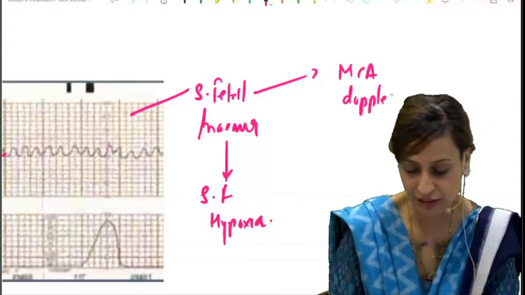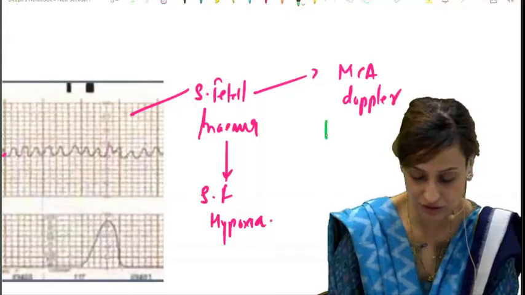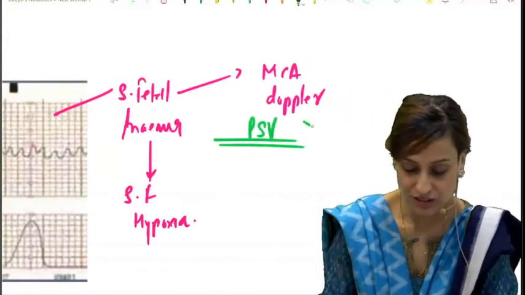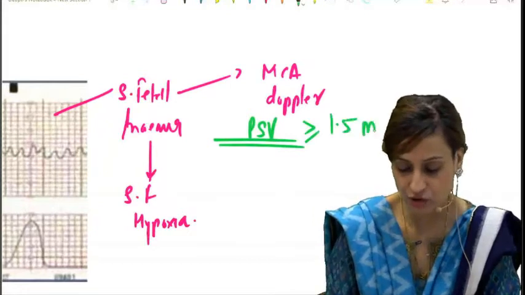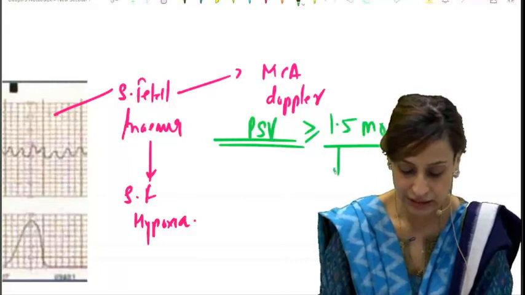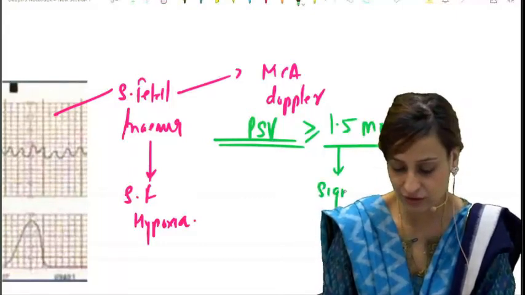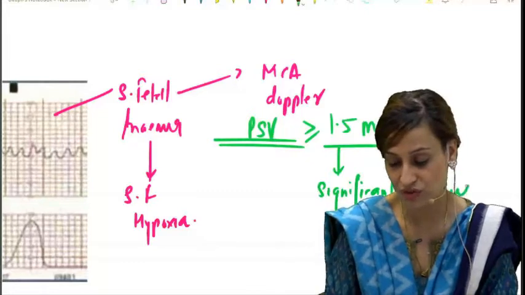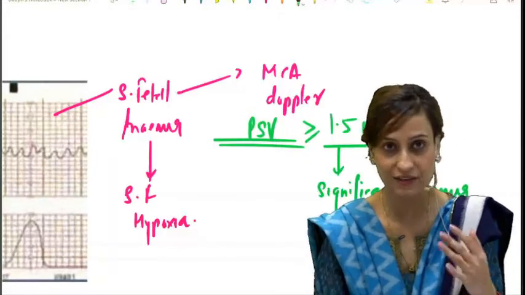And to document whether the baby has anemia or not, we would do an MCA Doppler. What we measure in the MCA Doppler is the peak systolic velocity, right? A peak systolic velocity of more than or equal to 1.5 multiples of median indicates that there is significant anemia in the baby, which means it is significant enough to cause heart failure in the baby, right? That's how you pick up anemia, okay?